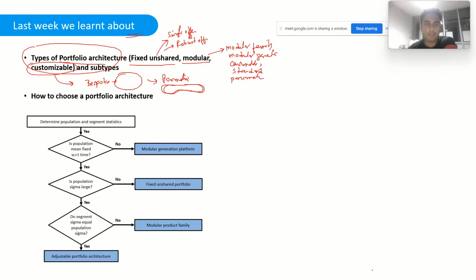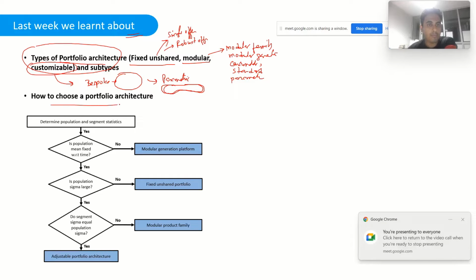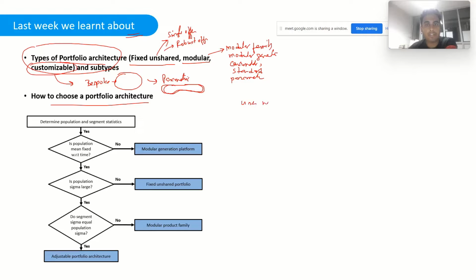Then we learned about how to choose a portfolio architecture. For that, we first need to gather the user needs, and then we need to rank them accordingly. So if there are three needs, then we try to rank them with some number, four, five, five being the highest importance. And then we gather various statistical information.